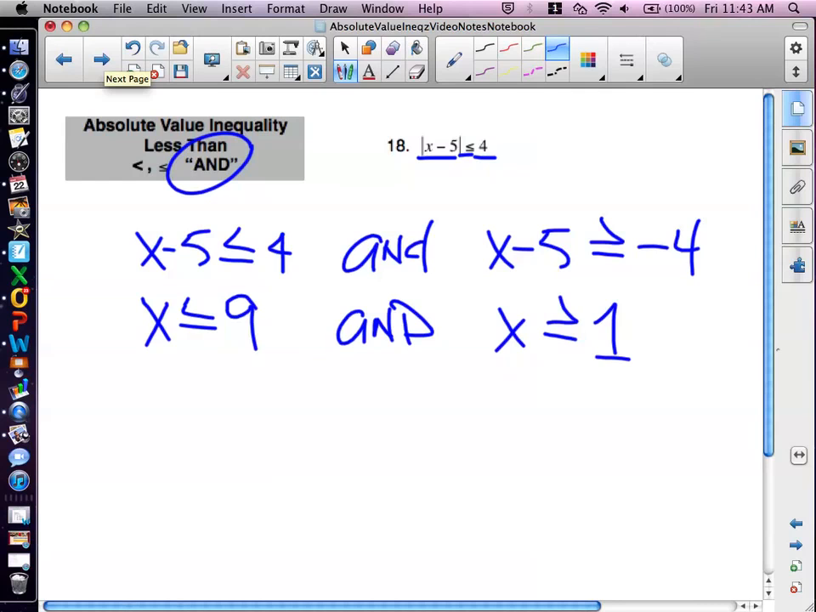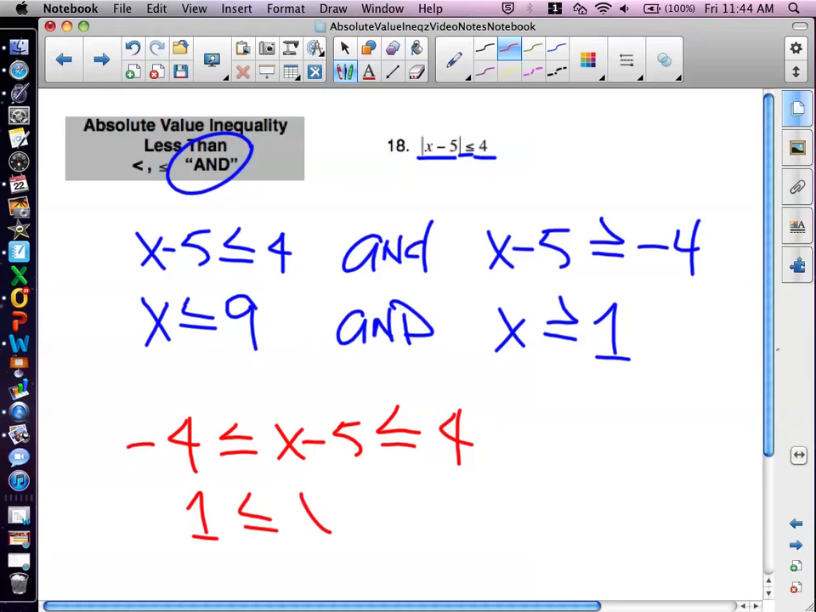I could also have solved this setting up the three-way inequality, -4 less than or equal to x minus 5, which is less than or equal to +4. And when I isolate the x in the center, I end up with exactly the same results.